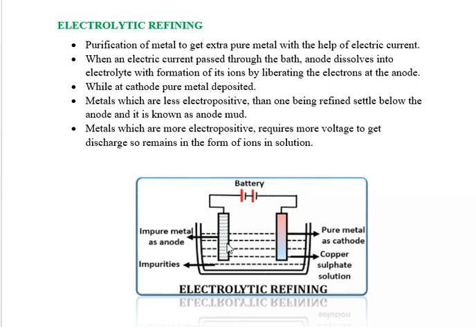The anode is made up of impure metal and the cathode is made up of pure metal, and the bath contains an aqueous solution of a suitable salt of the metal which is to be refined. When electric current of definite voltage is passed, the anode dissolves in the electrolyte with formation of its ions, liberating electrons at the anode, while at the cathode pure metal is deposited, and this way we can refine our metal.